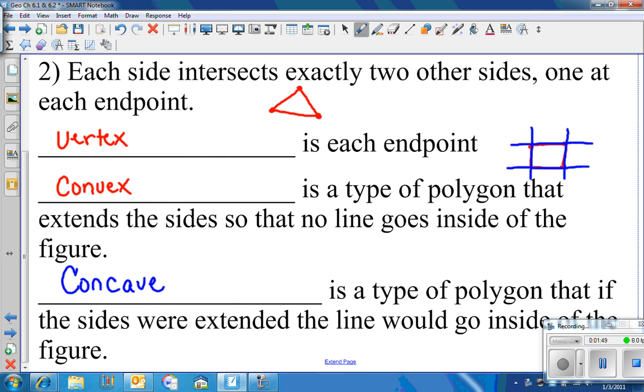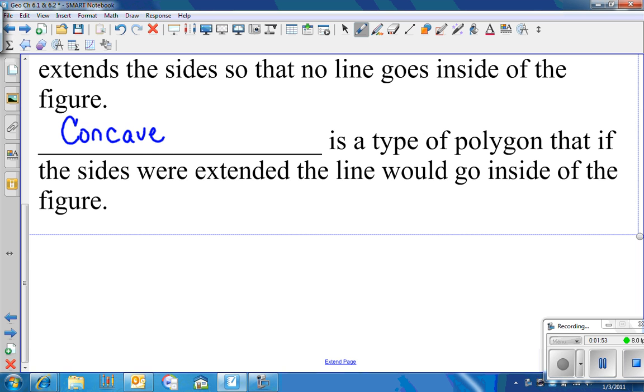Concave is a type of polygon that if the sides were extended, the line would go inside of the figure. So something that's kind of irregular shaped. Okay, so if you had one line that would go inside, like these don't. They stay on the outside of the figure, no big deal. But if I extended this line right here, look, this piece right here goes inside the figure. Therefore, it makes it concave.